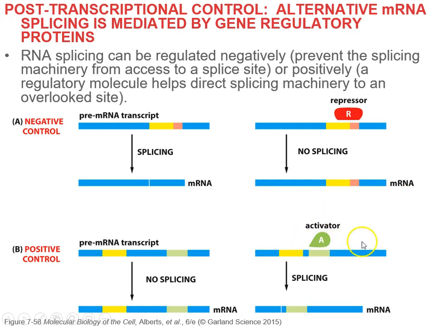We can also have activators that do the opposite. In the absence of the activators, splicing does not occur. But if the activator is present, the activator can activate that splice site, and now this yellow portion here becomes an intron and is spliced out. So the presence of repressors and activators can control whether splicing occurs or not, and that will produce a different messenger RNA transcript, which produces a different protein.